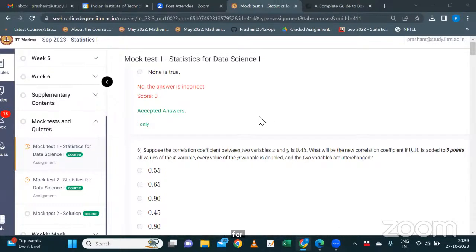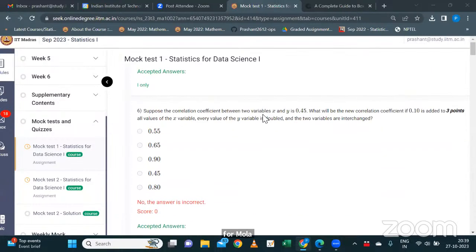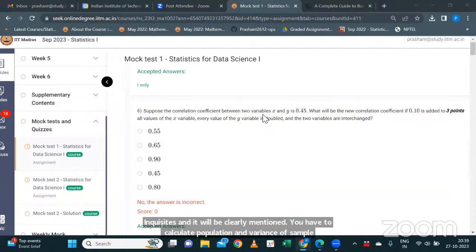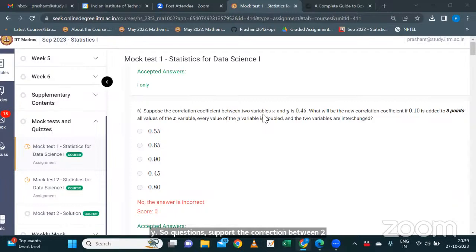Next is correlation coefficient. The question says: suppose the correlation coefficient between two variables x and y is 0.45. What will be the new correlation coefficient if 0.10 is added to all the values of x and every value of y is doubled, and the two variables are integers?